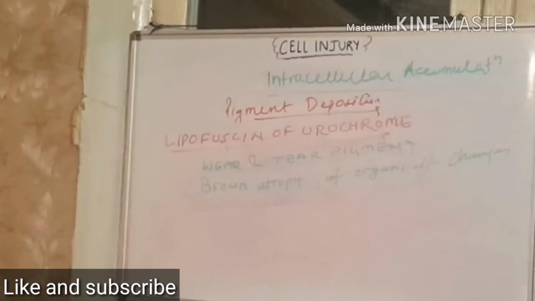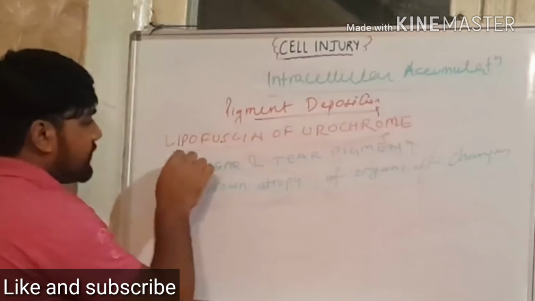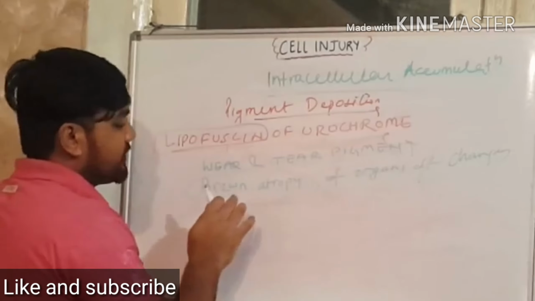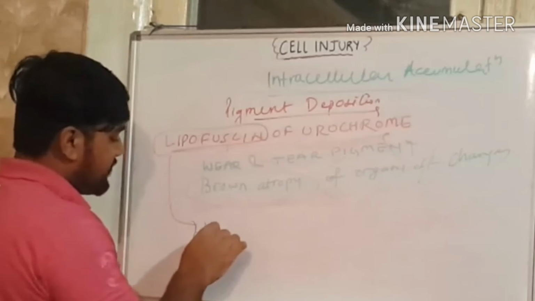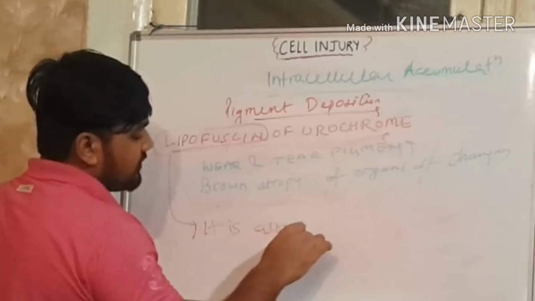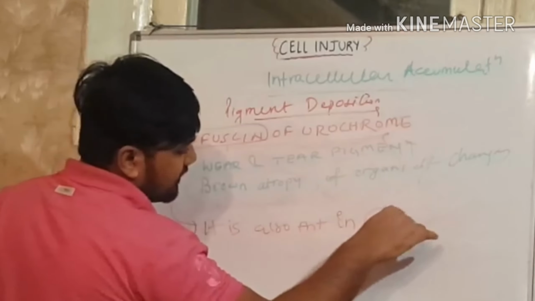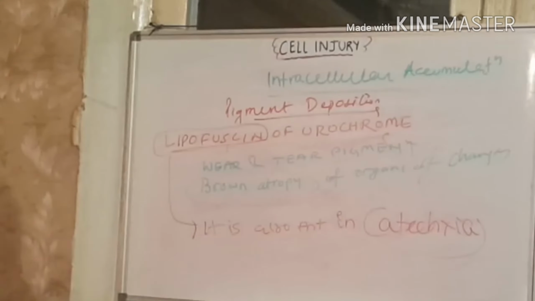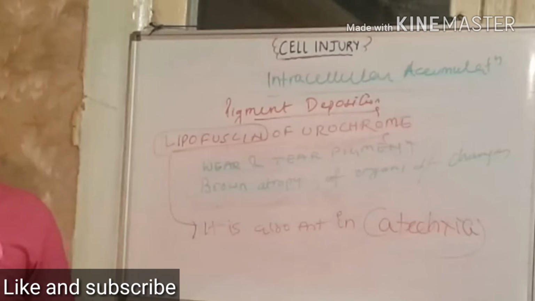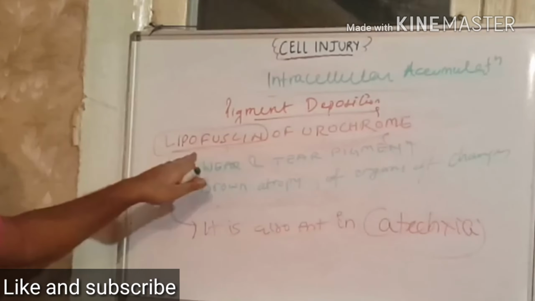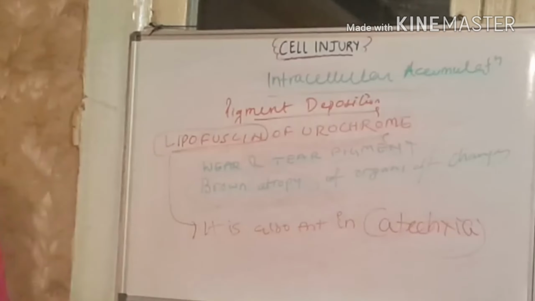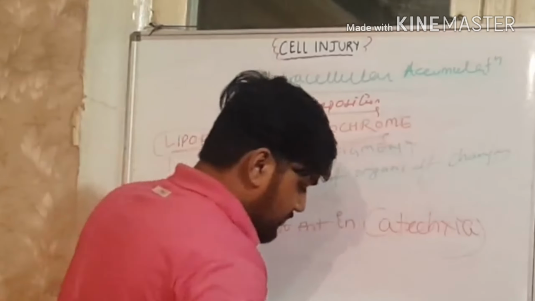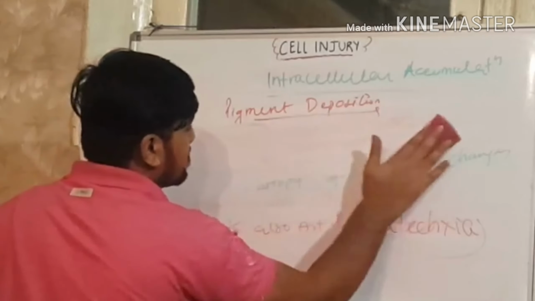I already told you, this is brown. It causes brown atrophy of the organ. Now it is also present in cachexia. What is cachexia? Already told you, in the terminal stage of cancer there is loss of appetite, loss of weight, loss of muscles, atrophy of muscles. This is characterized by cachexia, and in cachexia you will see lipofuscin deposition or urochrome deposition.